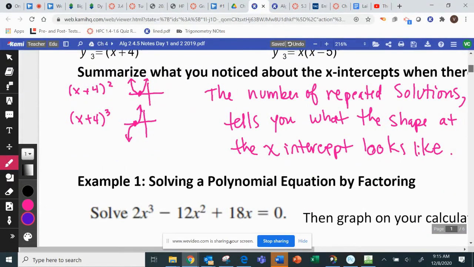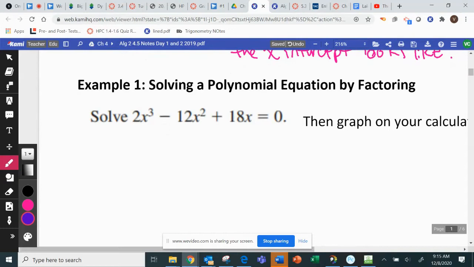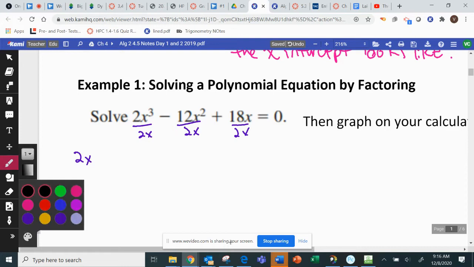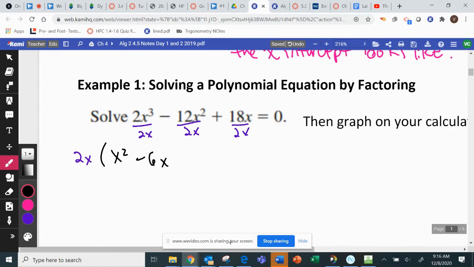So we're going to solve a polynomial equation by factoring it. What's our first step of factoring? GCF. Do we have a GCF? What is it? 2x. We're going to pull that out. And pulled out the 2x. And I have x squared minus 6x plus 9 equals 0.